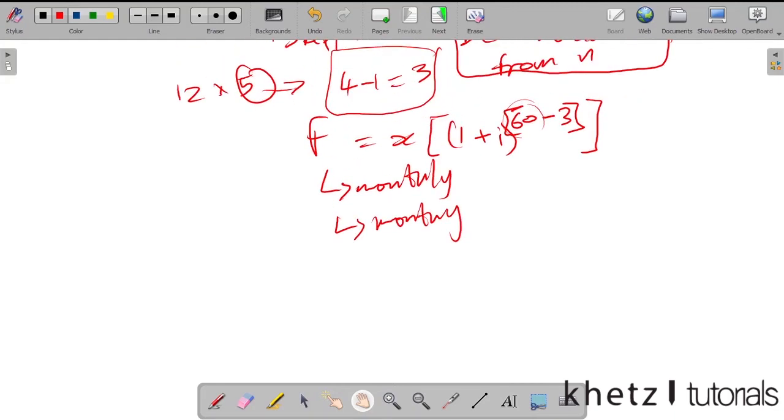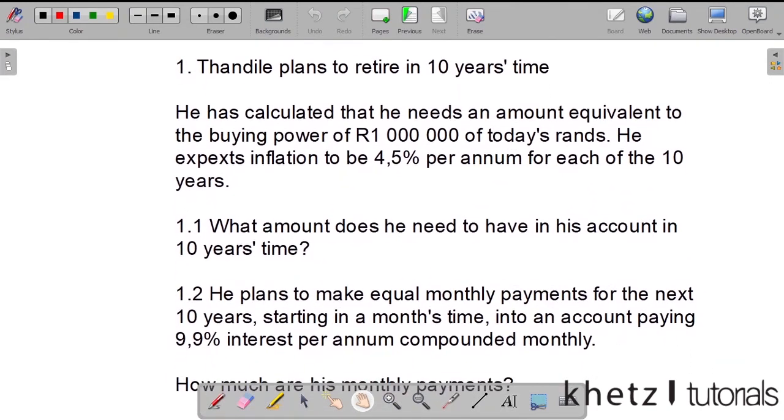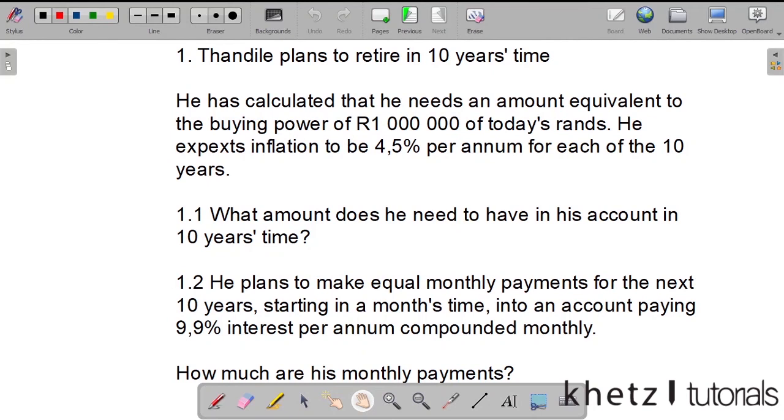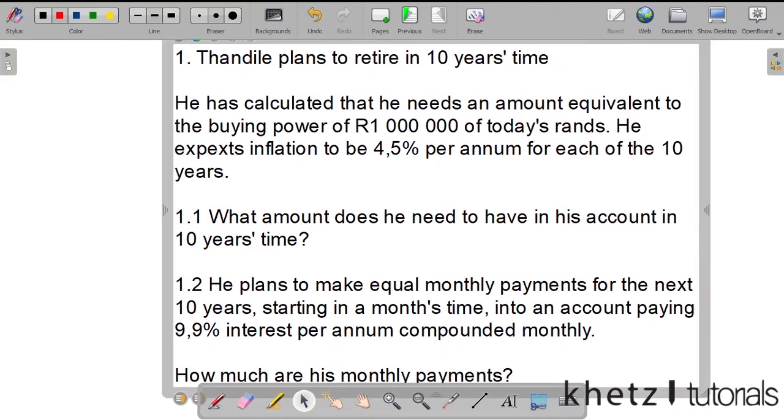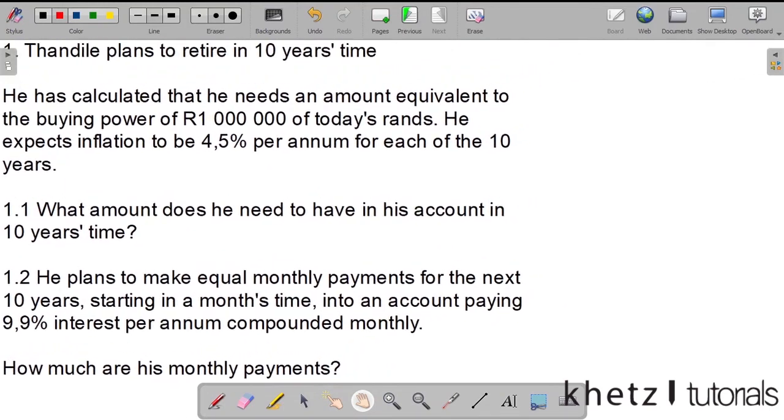So now, just to sum up everything which I have been talking about, I just want to do this example over here. It says Tandile plans to retire in 10 years' time. It's calculated that he needs an amount equivalent to the buying power of R1,000,000 of today's rands. He expects inflation to be 4.5% per annum for each of the 10 years. What amount does he need to have in his account in 10 years' time?